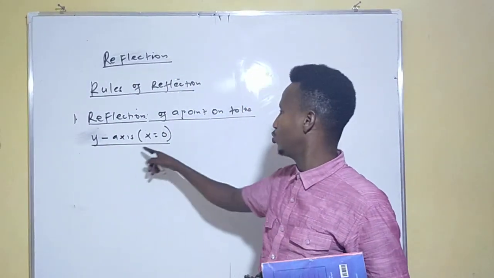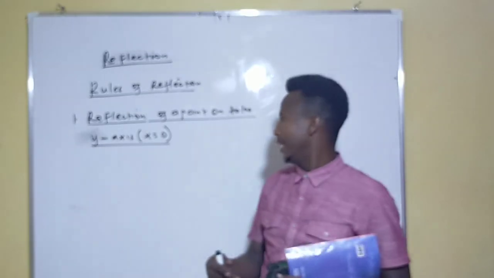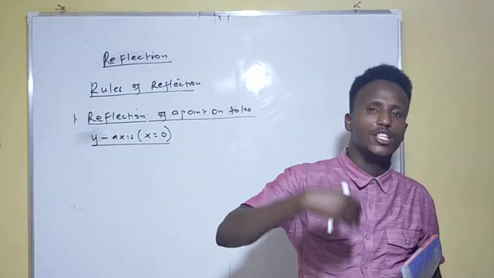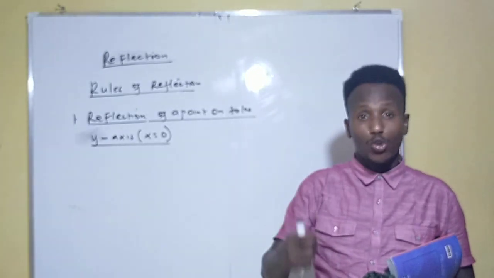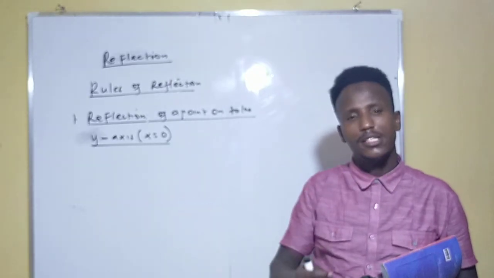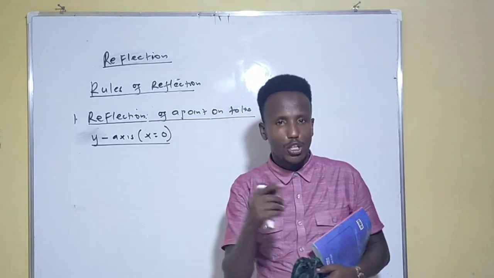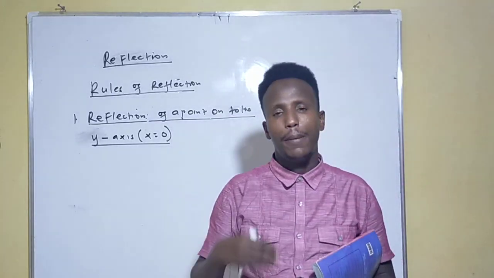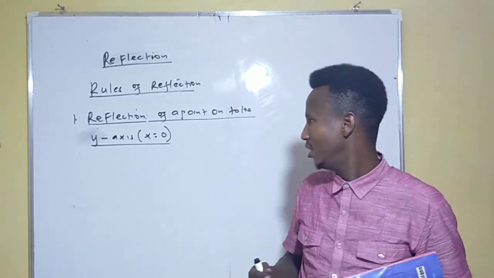Reflection of a point onto the y-axis. So ask yourself, what will happen when a certain point is reflected onto the y-axis? Obviously, the x-coordinate will change the sign. It is the opposite of the previous one. When a given point is reflected onto the y-axis, the x-coordinate of the point changes the sign, but the y-coordinate remains the same. Just understand, it's the opposite of the previous one.